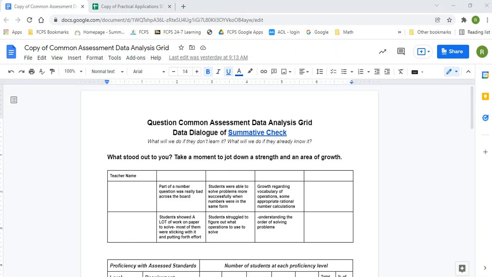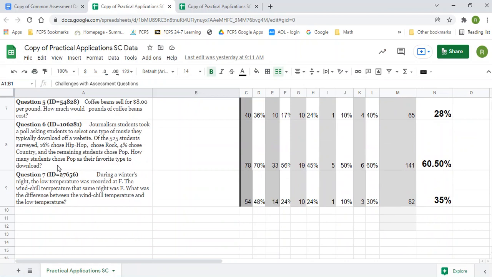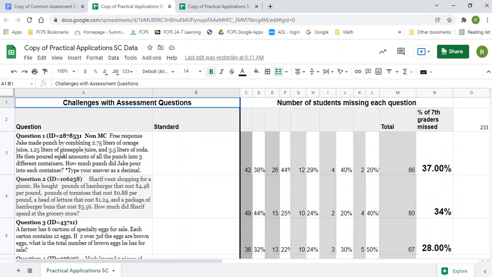So this is a data sorter. And what I did is I presented this, and I'll go through what we had teachers do. But the first thing is you want the teachers, everyone, to look at the summative check or your formative check. So what I did is I listed all the questions in one of the cells so everyone could see it.